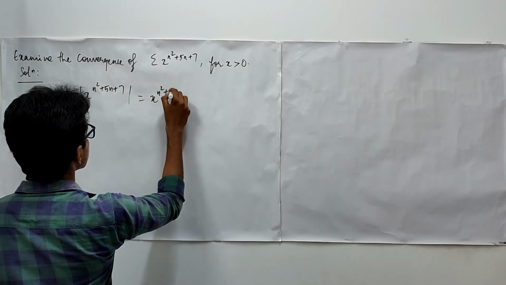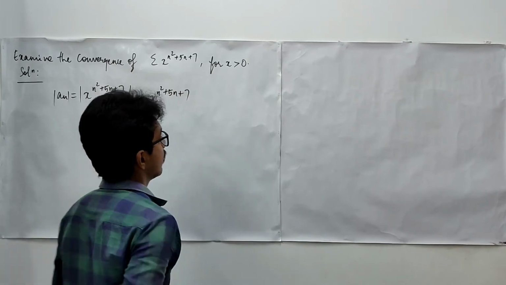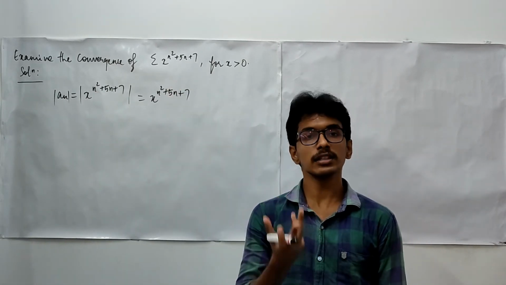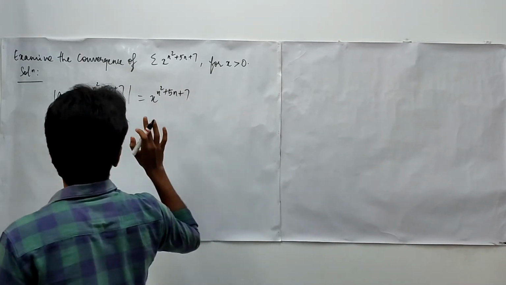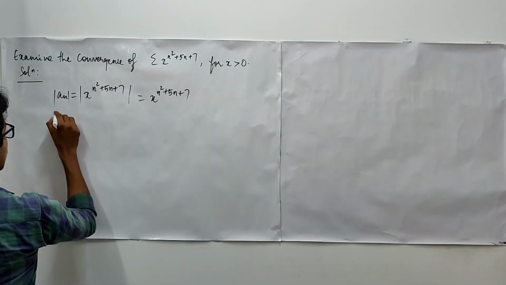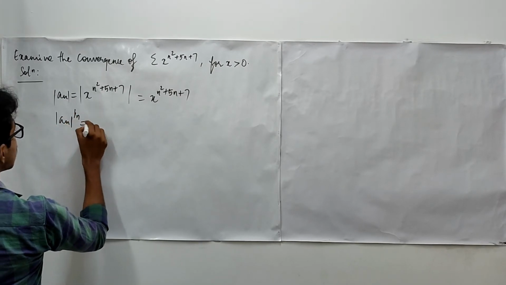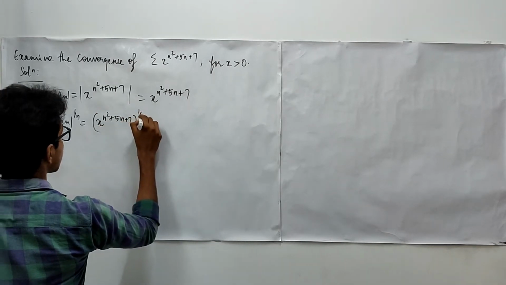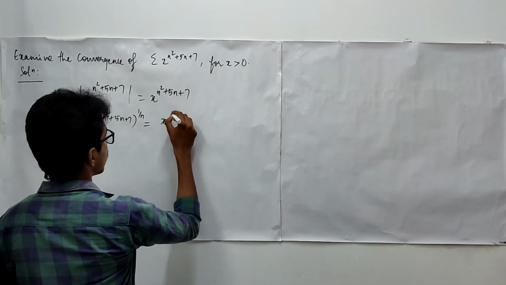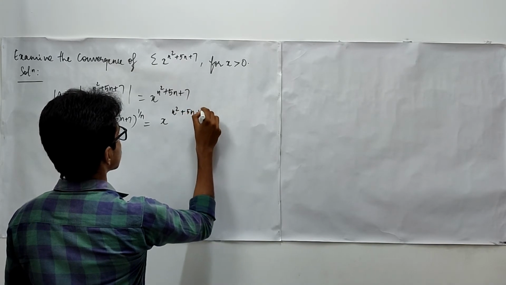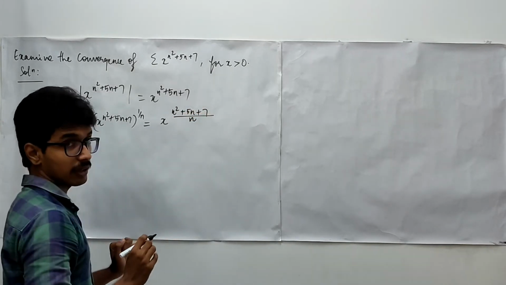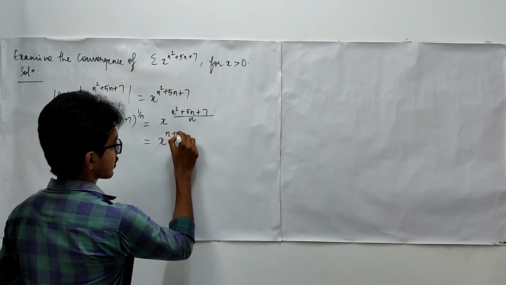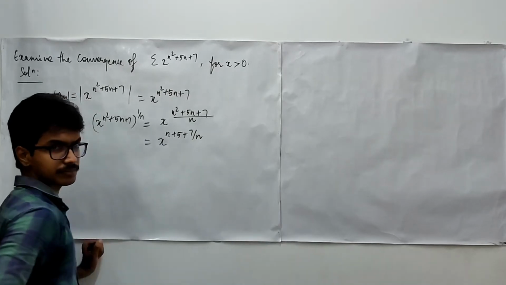since x is given to be positive and n of course is a positive quantity. We will have to take the nth root of this quantity, which means x power n square plus 5n plus 7, for which we are taking the nth root, that means x power n square plus 5n plus 7 upon n. This is what we are having, and this may be written as x power n plus 5 plus 7 upon n.